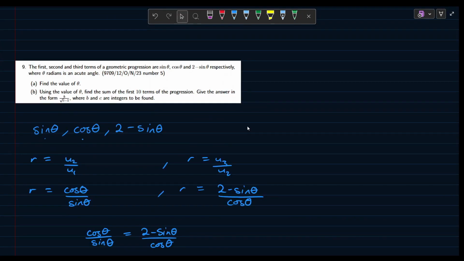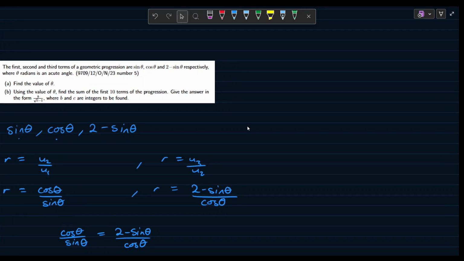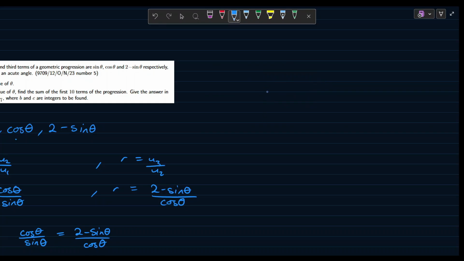Let's look at part B. Using the value of theta, find the sum of the first 10 terms of the progression. Give the answer in the form b over root c minus 1, where b and c are integers to be found. So we're required to find the sum of the first 10 terms under a geometric progression. So we use the respective formula. That's a times (1 minus r to the n) over (1 minus r). So this is the sum of the first 10 terms.